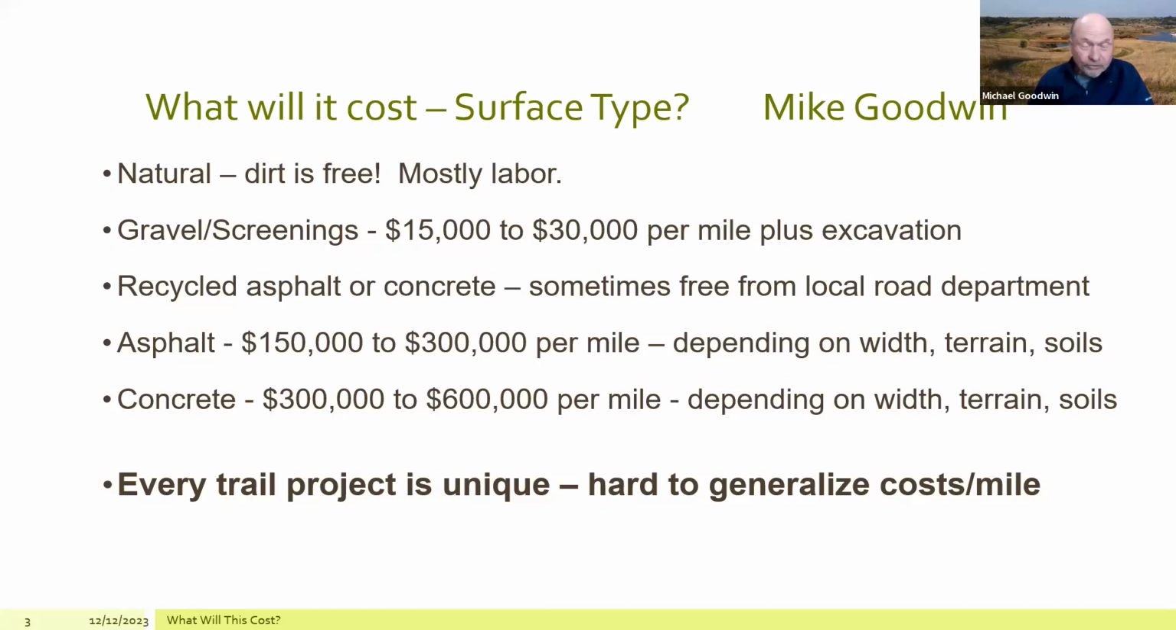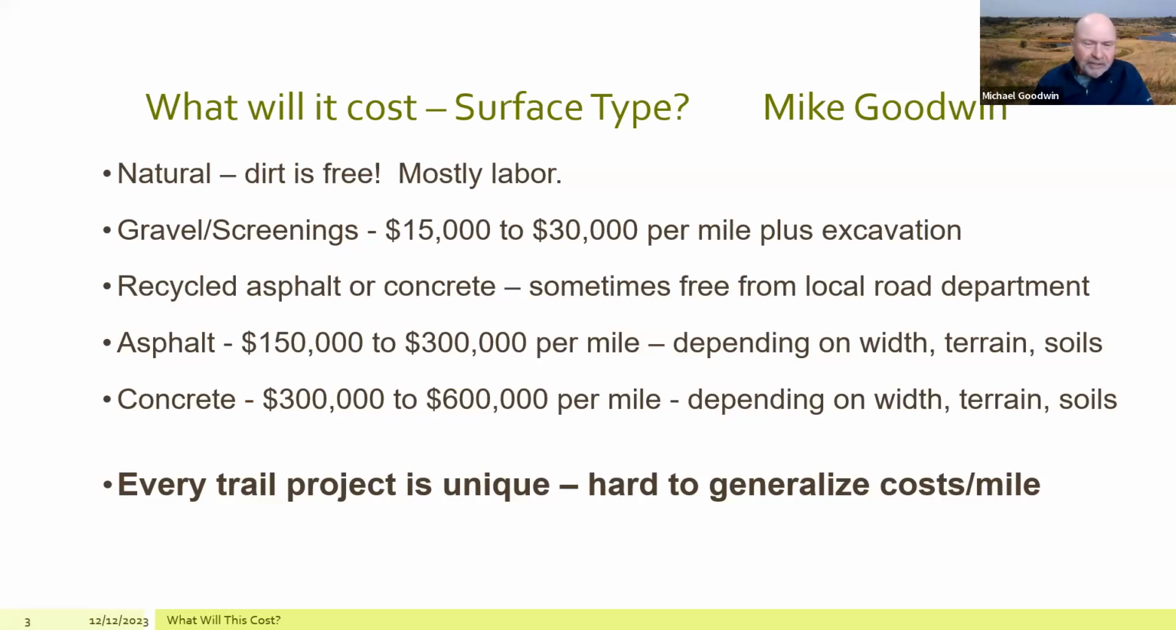Natural surface, which is basically dirt and whatever is in the terrain. It's mostly labor for the cost, although there would, of course, possibly be bridges, culverts, and those other ancillary things, but mostly labor if you're doing a hand-cut trail, which we'll talk about in a minute. The other choices would be gravel and screenings, limestone screenings, like you see on most rail trails. Asphalt or concrete, obviously, can be recycled and sometimes is used for a trail surface. And then there's also asphalt laid down like you would a road, or concrete.